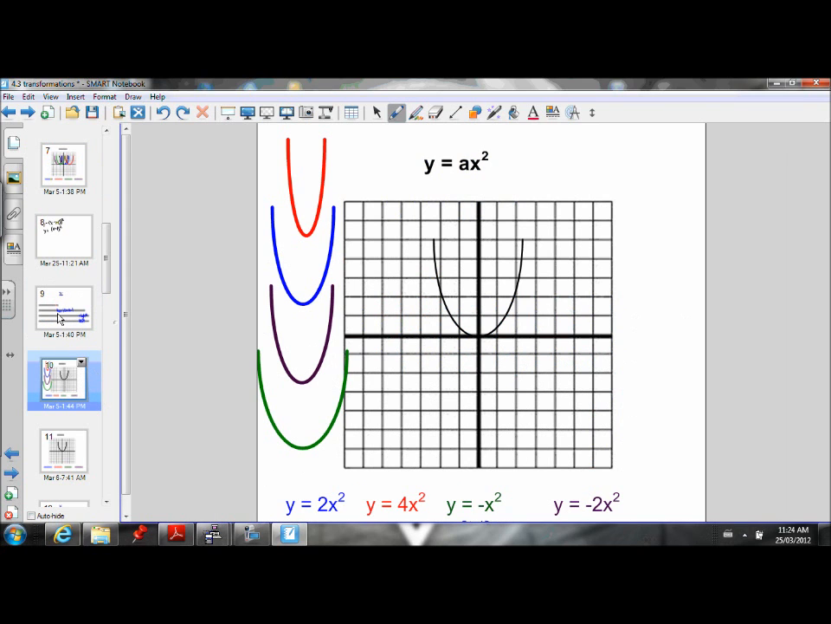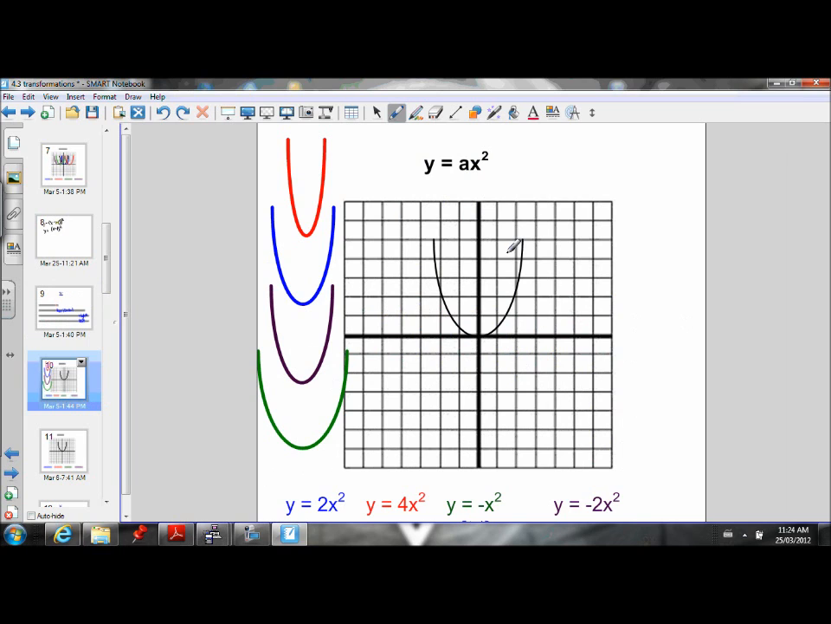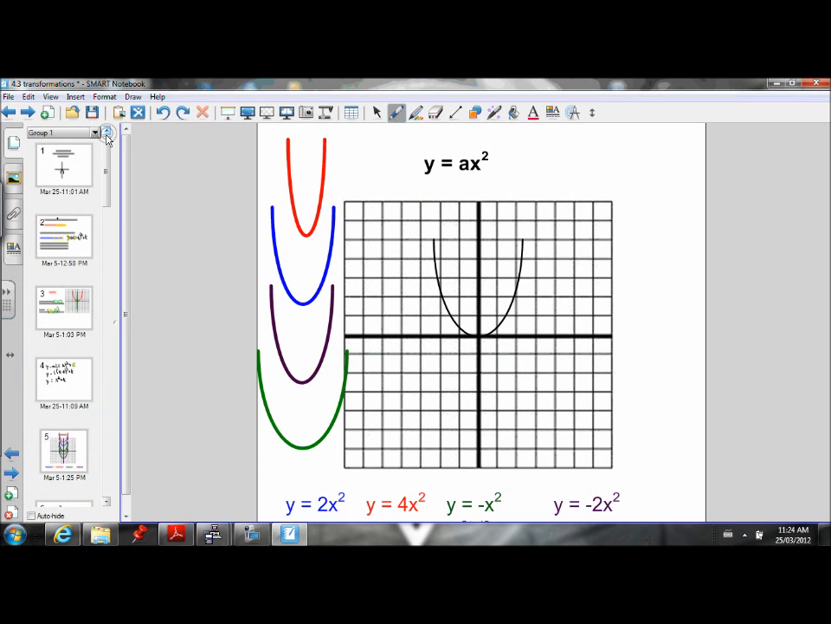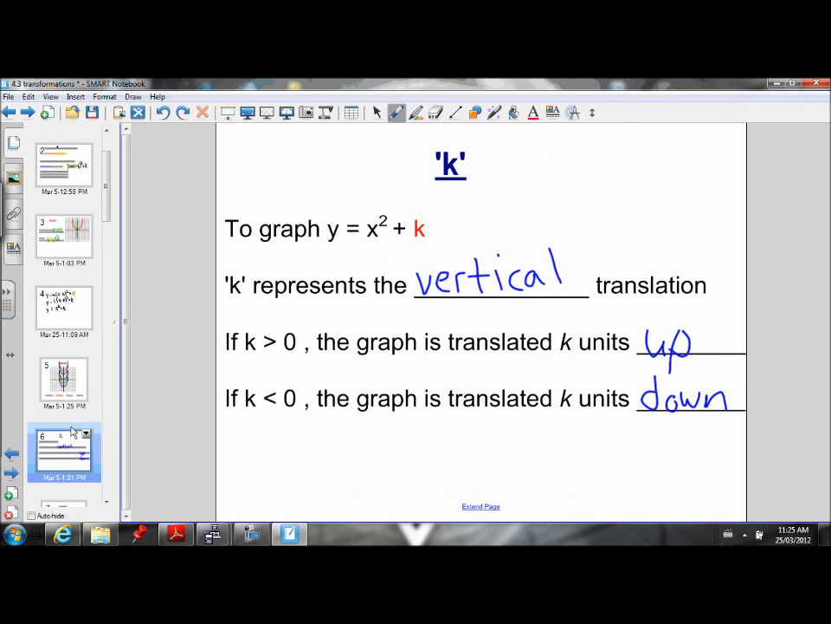Now, so you filled this out on your placemat. Now the last one we have to consider is the a value. Okay? If we go back to our original equation in vertex form, which is y equals a(x minus h) squared plus k, we know k is the vertical translation. h is the horizontal translation. Now, what do we think varying the value of a will do? Let's go and take a look and find out.